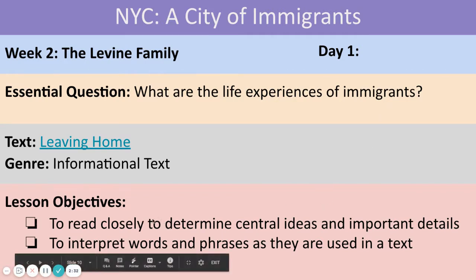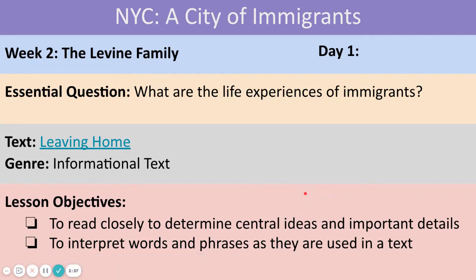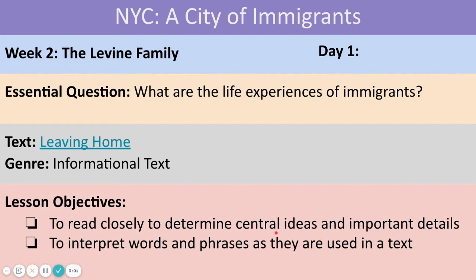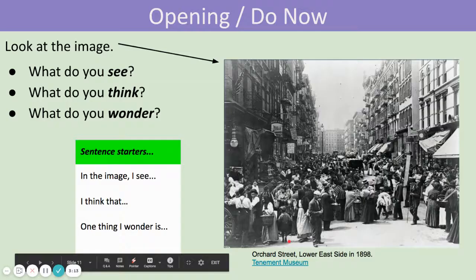Can somebody read the first lesson objective? Good. To read closely to determine central ideas and important details. We're going to determine the central idea of the text we read, as well as note important details in the text. Can somebody read our second lesson objective? Good. To interpret words and phrases as they are used in the text. We're going to be focusing on some new vocabulary words as we read this text.